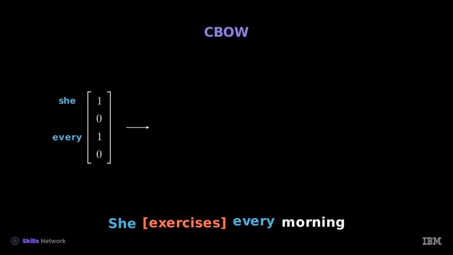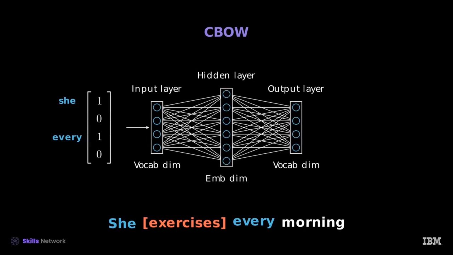In the CBOW model for the sentence, she exercises every morning, the input dimension of 4 matches the number of unique words in the corpus. The goal is to predict word likelihood, so the output dimension is also 4. The target word is exercises, with context words she and every combined into a bag of words vector. This vector passes through the hidden layer containing word embeddings. In the output layer, expect the highest logit value for exercises, indicating the model's prediction for this context.